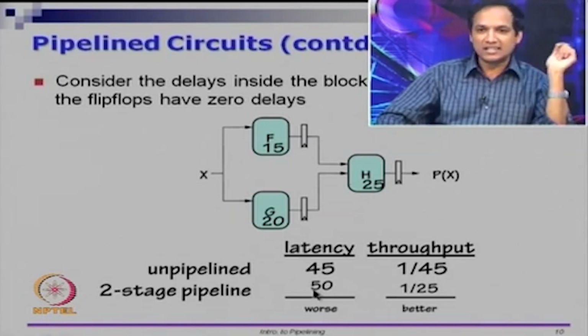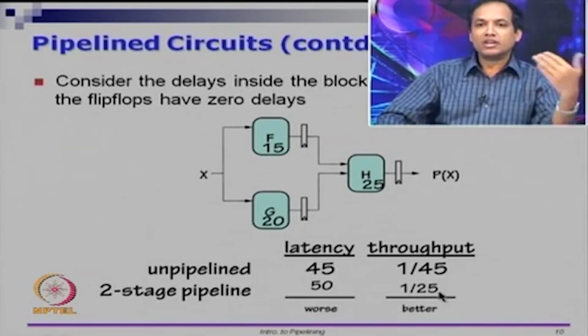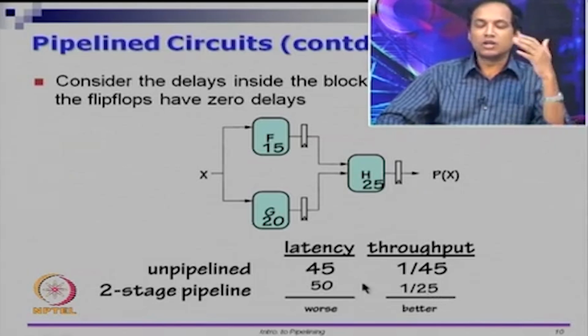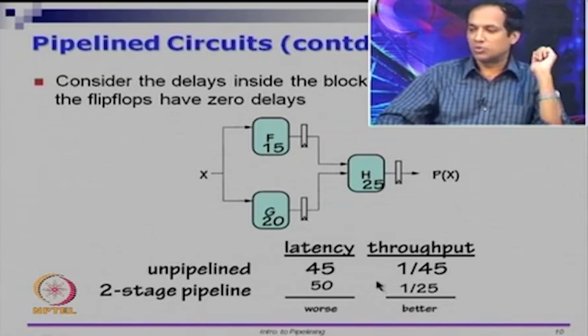So the latency has increased, however, the throughput is every 25 time units I can give an input. So it's 1 by 25. So earlier we had 1 over 60 loads per minute. Here I can give 1 by 25 inputs per time unit. So the latency, even though it increases, the throughput of a pipeline system improves.